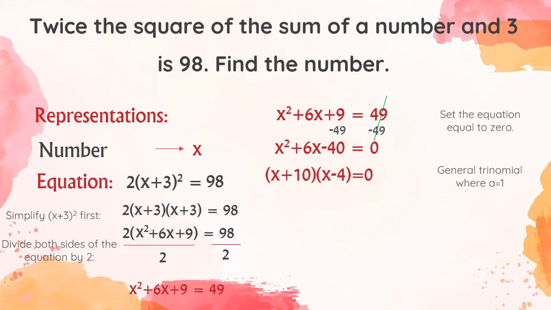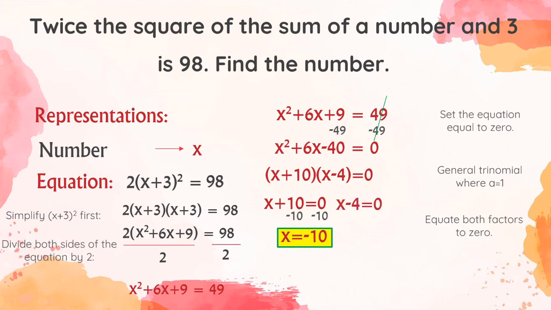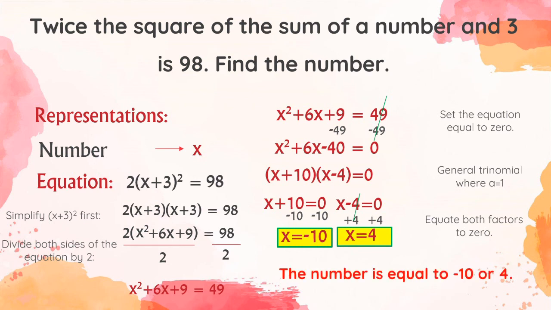So let us factor it this way. Quantity x plus 10 and quantity x minus 4. Kasi 10 times negative 4 is negative 40. Pag pinag-add natin, magiging positive 6. Then, let us now equate both factors to 0. Ang unang factor is x plus 10. X plus 10 is equal to 0. Add negative 10 to both sides. So, x equals negative 10. Then, sunod na factor, x minus 4 equals 0. Add positive 4 to both sides, edi x equals 4. This also makes sense. So, x again has two values, negative 10 or 4.